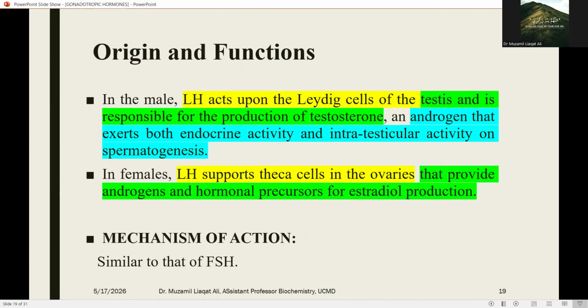Now, let's move to the mechanism of action of the LH. The mechanism of action of LH is identical to FSH. G protein coupled receptors lead to the activation of the Gs protein, which further leads to adenylyl cyclase activity and production of cAMP, and this activates protein kinase A, and finally gene transcription. So this is the mechanism of action of LH, identical to FSH.